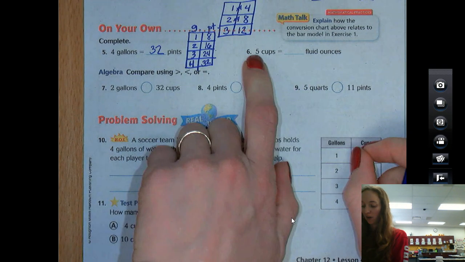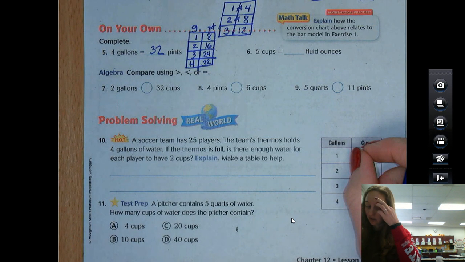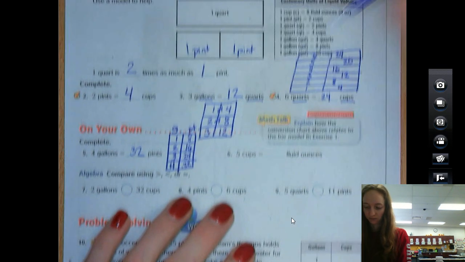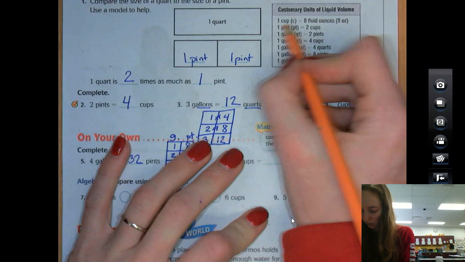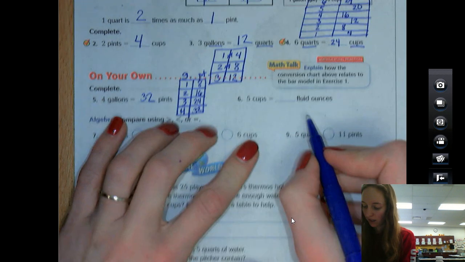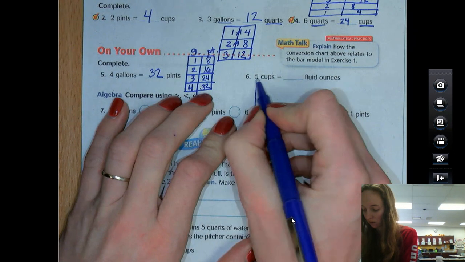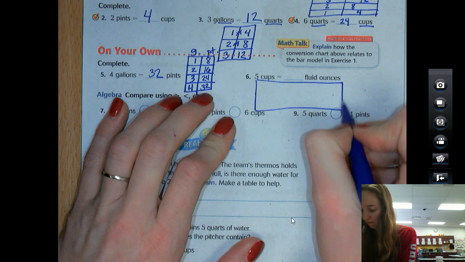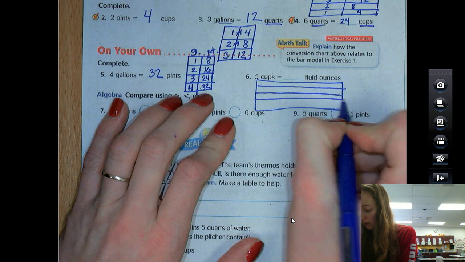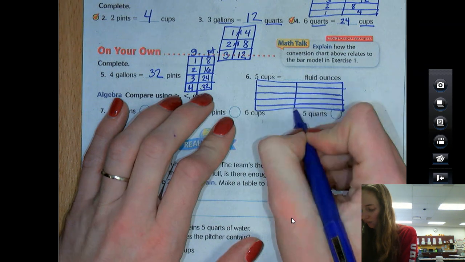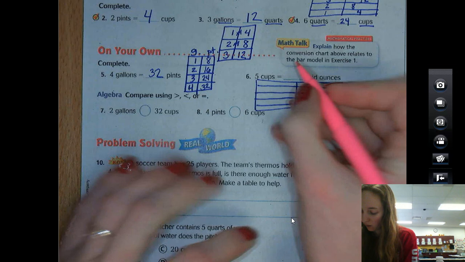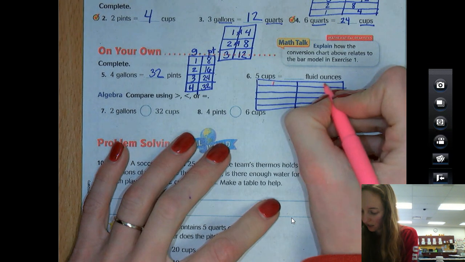Okay. 5 cups equals blank fluid ounces. Okay, Gallon Man doesn't have the fluid ounces. Okay, it is up here. 1 cup equals 8 fluid ounces. And I need to go down to 5 cups. 1, 2, 3, 4, 5. Ooh, just barely. Okay, I'll switch my color so you can see. 1 cup is 8 fluid ounces.